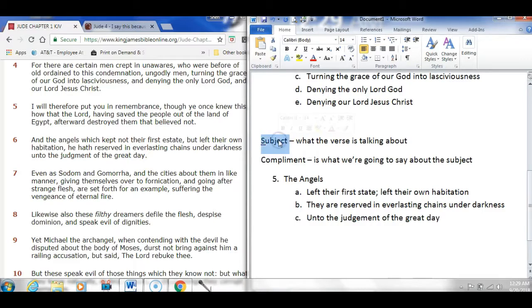Okay, so we've got our subject and we've got our complement. The subject is the angels, and the complement is what? Our subdivisions. What did we say about the angels? We found out that the subject was the angels. And what did we say about the angels? They left their first estate. They left their own habitation. They are reserved in everlasting chains under darkness until the judgment of the great day. Okay? And there are our subdivisions.